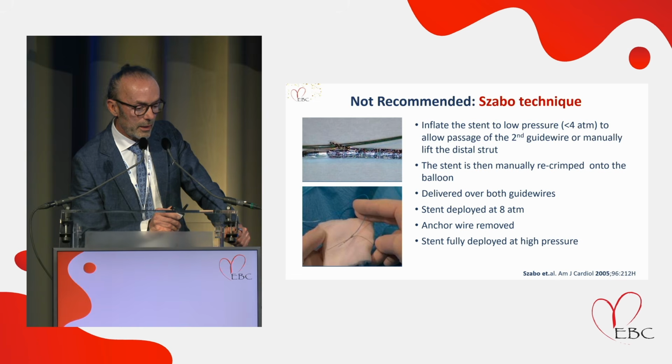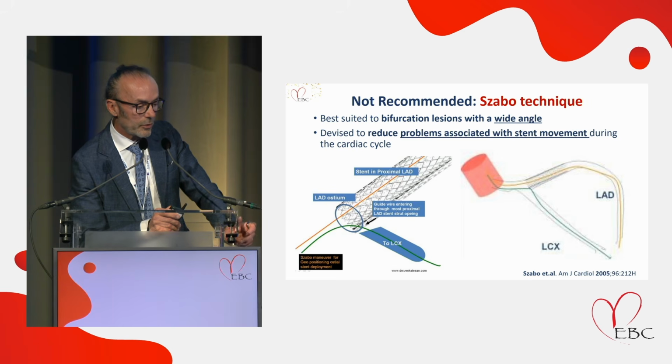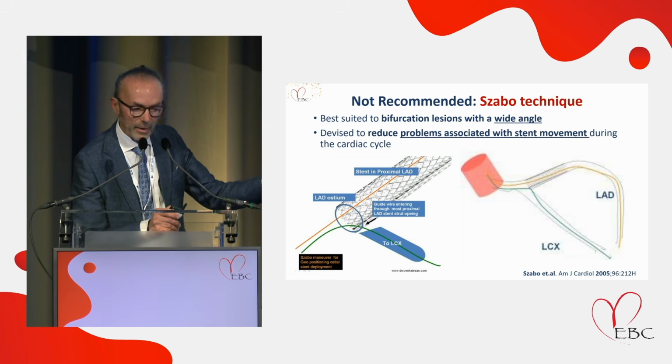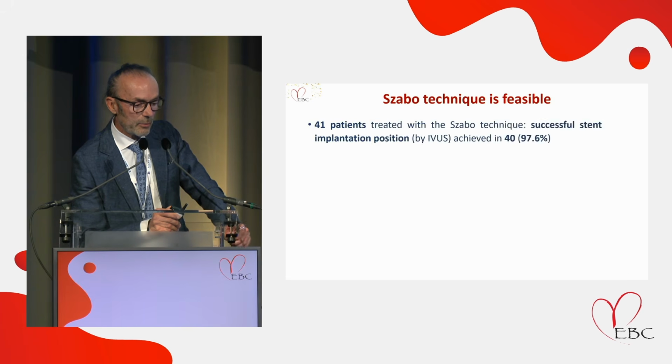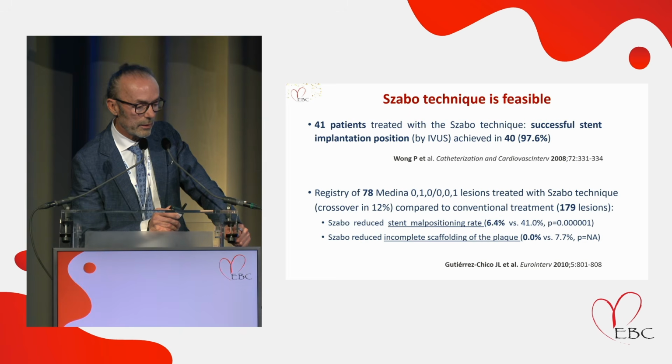The Szabo technique, 2005, you have to modify the proximal part. It was designed for bifurcation with a 90 degree angle. They reduced the problem associated with stent movement, but we have other simple tips and tricks to stop the movement now. It's feasible, 97% in 41 patients in 2008, 2010, the registry. Szabo reduced stent malpositioning and incomplete scaffolding to 0%.